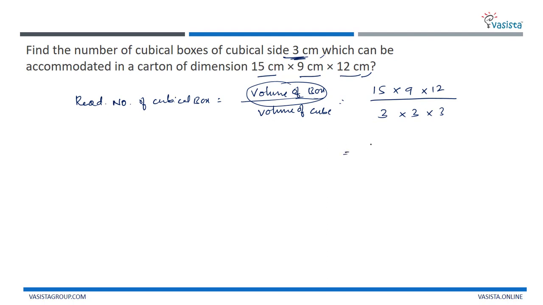Directly simplify it. Now let me simplify. 3 ones are 3, 3 threes are 9, this 3 I will cancel. 3 ones are 3, 3 fours are 12. So now the remaining is what? 15 into 4, which is nothing but 60. 60 cubical boxes are required to accommodate that carton of dimension 15 centimeter into 9 centimeter into 12 centimeter.